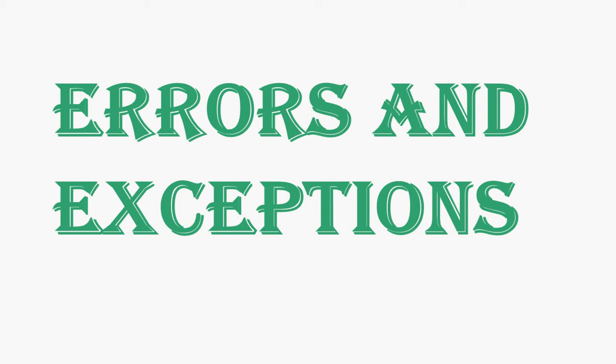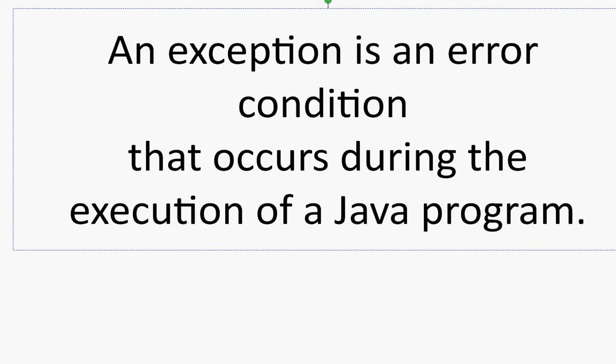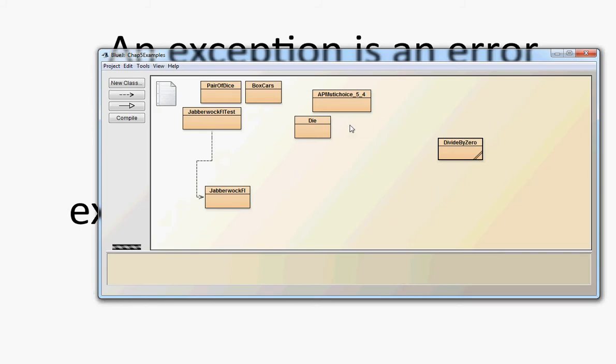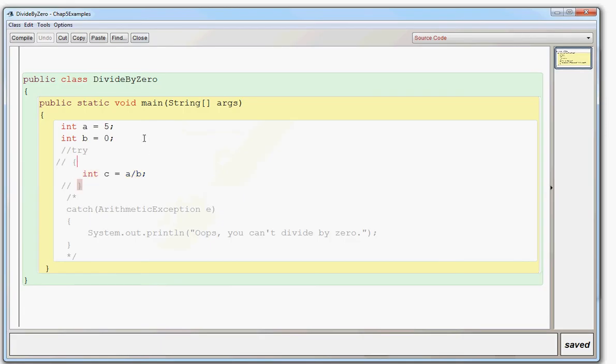As we continue our investigation about classes and enhancement in classes, a big topic is errors and exceptions. An exception is going to be an error condition that occurs during the execution of a Java program. For example, let's try. I have a program here I've cleverly called divide by zero. Let's see what this thing does.